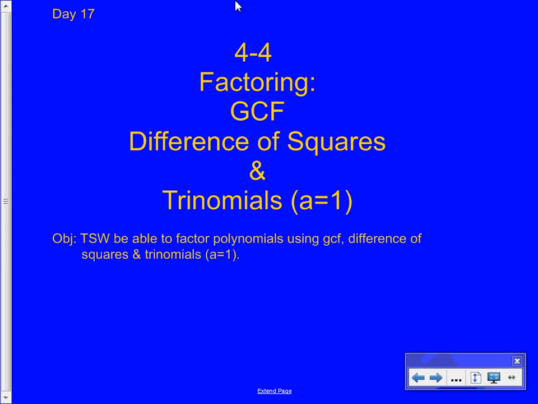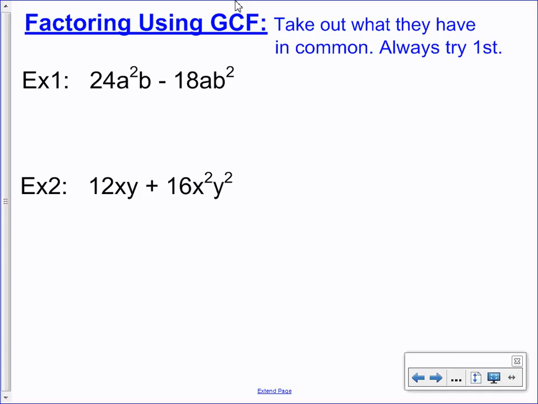Okay, so when factoring, it's kind of like playing any sport. You have to have some type of strategy. So these are the strategies for factoring. First of all, the first thing you look for is the GCF, which stands for greatest common factor. Since it's the greatest common factor, it's the factor they have in common.